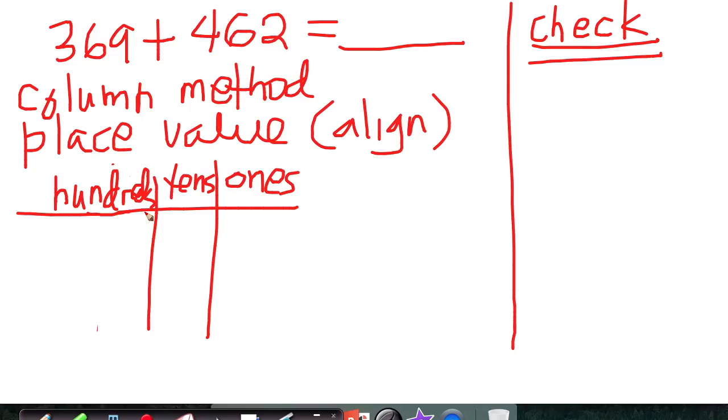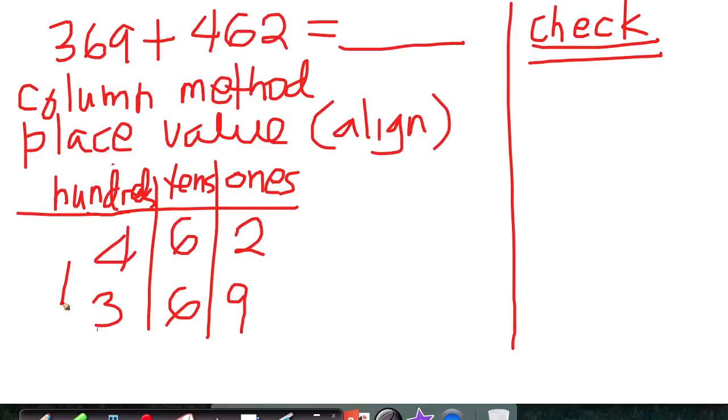Now I'm going to show you the method I'm really comfortable using, and this is what you call the column method. In this method, all you need to do is align all the numbers in the right place value. So in this case, we have 369 plus 462. So the ones place, 9 and 2, you just have to align them together. So you have 2 here and 9 here. Then all you have to do is add them simply.